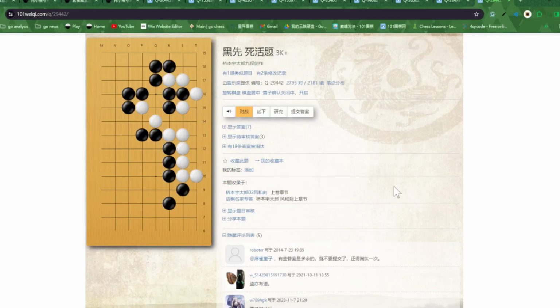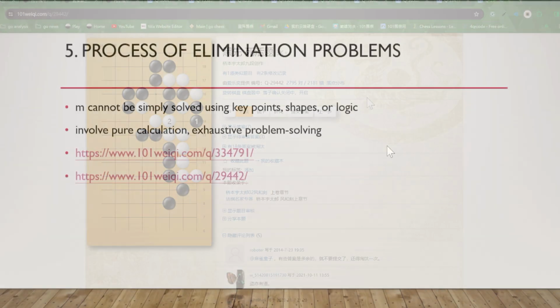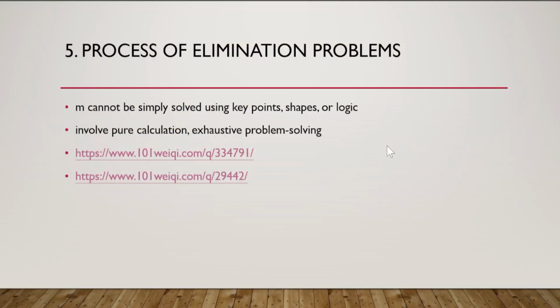Similarly for this question, could I play the cut? No, after I play the cut and play this snapback, A and B become miai. If I connect, white could make 2 eyes. If I destroy this eye, white could play the snapback. Could I play this one? White could play 2 and this is a ko. So the ko may not be the best answer. Then, after I eliminated the wrong answers, I find that I need to play the peep, and then cut. This is the type of process of elimination.